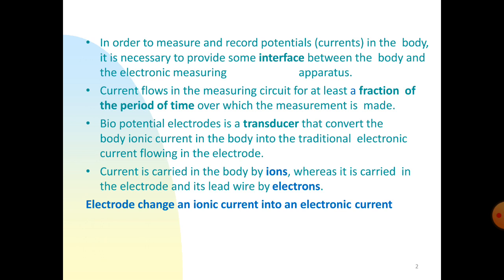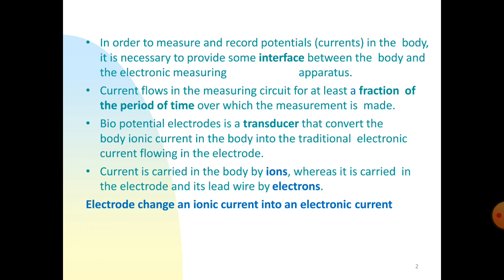So electrode is nothing but a transducer. So what is the operation of a transducer? It converts one form of energy into another form of energy. So in the electrode, the basic biosignal is converted into an electrical signal. That is, the ionic current is converted into electrical current.